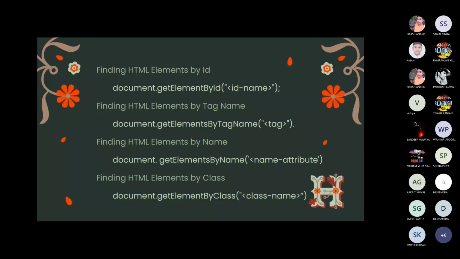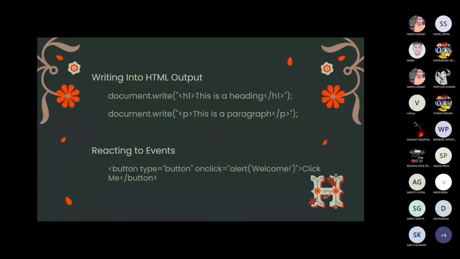Now we have the write method. The write method writes HTML expression or JavaScript code to a document. The write method is mostly used for testing. If it is used after an HTML document is fully loaded, it will delete all the existing HTML. When this method is not used for testing, it is often used to write some text to an output stream, which is opened by the document.open method. There's one more method which is document.writeln method, which is very similar to write, but it only adds a new line character after each statement.